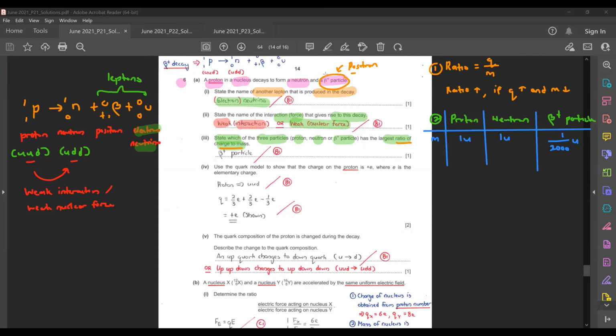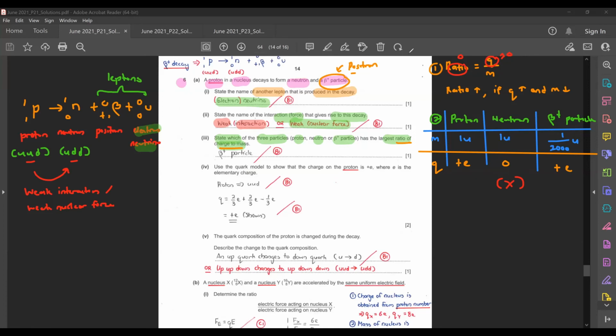Now, how about the charges? Proton has a charge of plus e, neutron has 0 charge, and beta plus particle is also plus e. In the case of the neutron, you cannot consider the ratio of charge to mass, because if you substitute Q as 0, your ratio is 0. There's nothing to do from there.